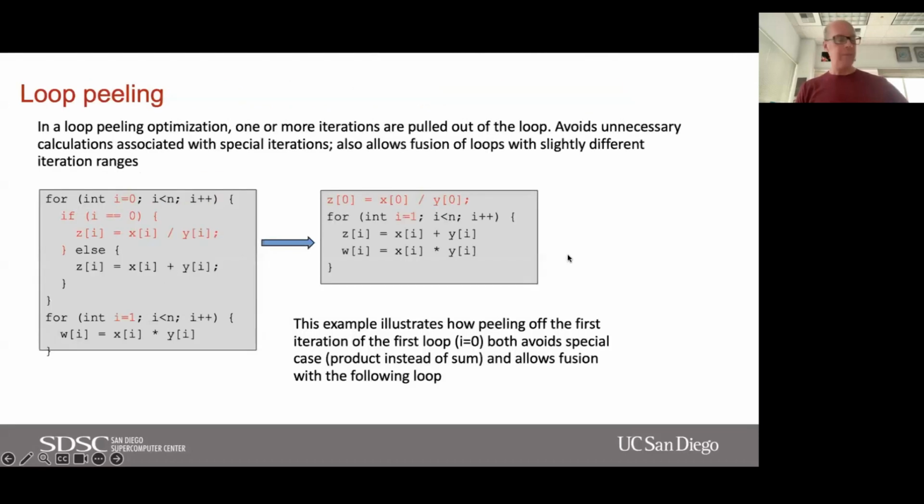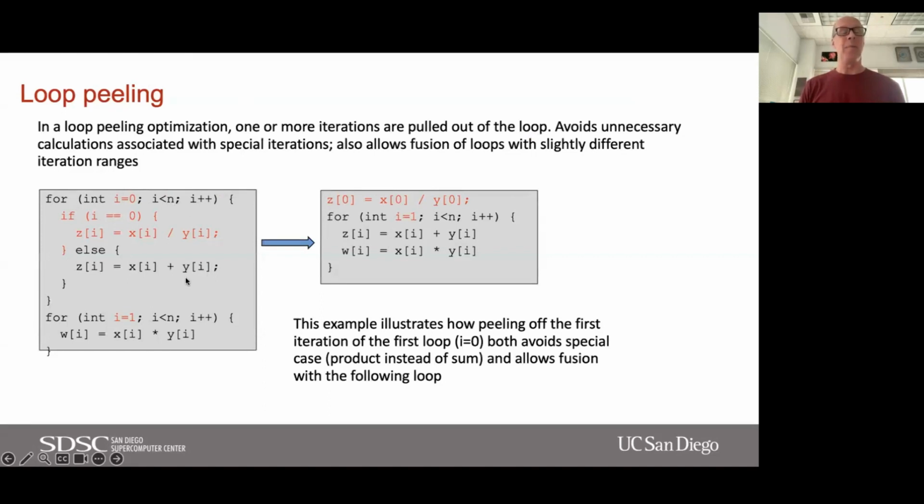Okay. All right. Now, another common technique is something called loop peeling. This is where we take one or more iterations and pull them outside of the loop. I've used this a few times. You can often speed up key kernels by doing this.